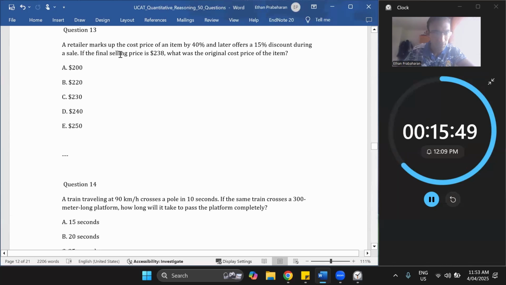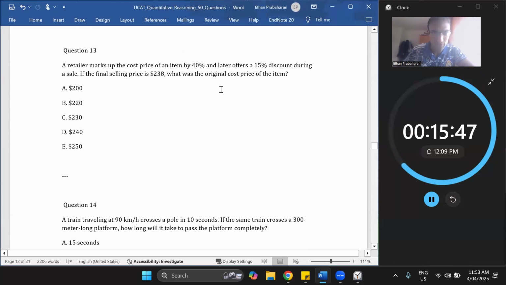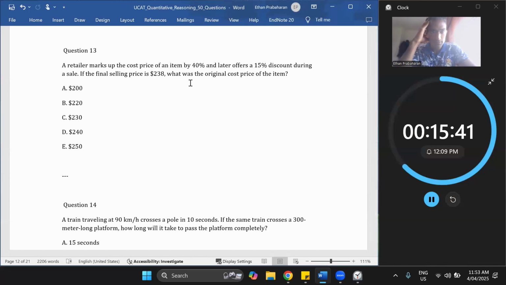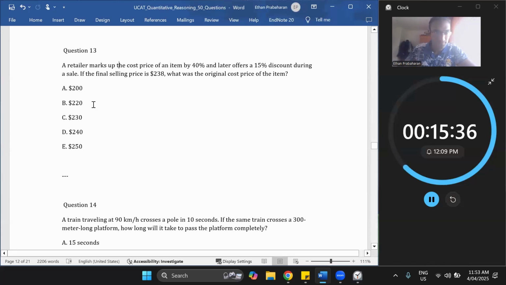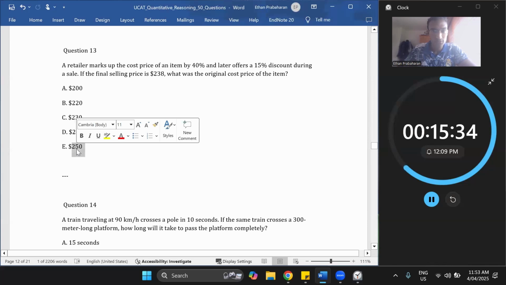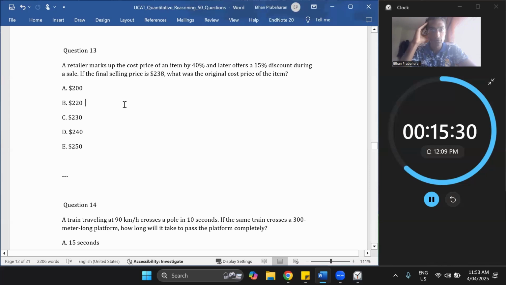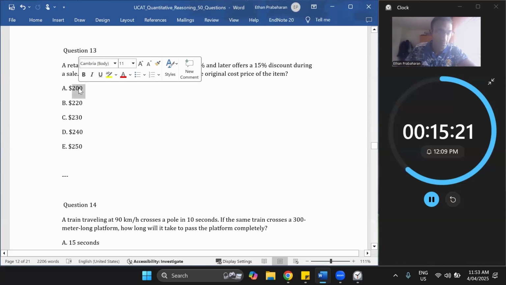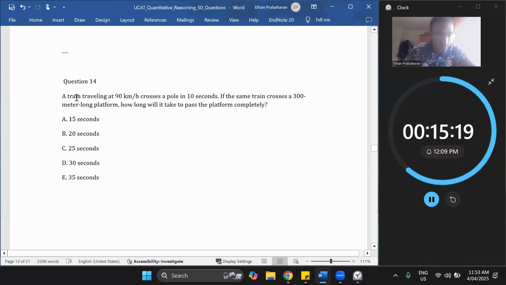Okay. If the final selling price is 238, what's the original cost price? Up by 40% and then offers 15% discount. Final selling price. This is going to be so hard without a calculator. Okay. So if it costs 250, and then it went, no, let's say it cost 200, then it went up by 40%. So that would cost 280. And then it went down by 15%, which means it would still cost too much. None of these answer options are right, but that's going to be the closest.